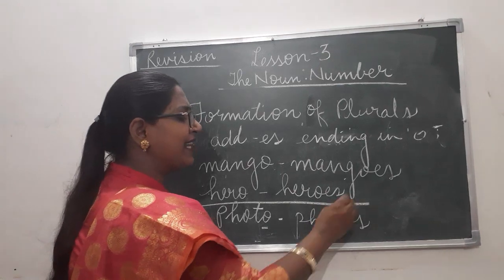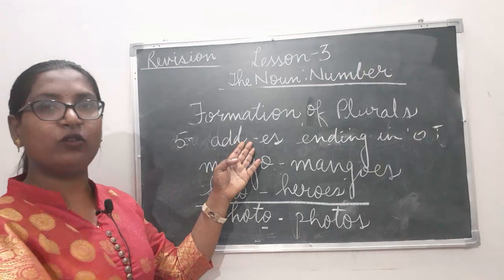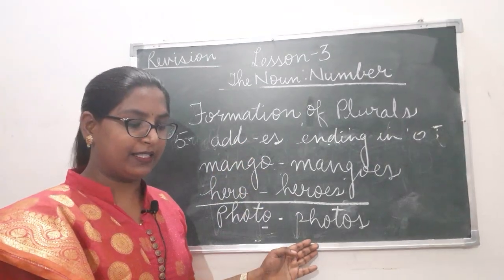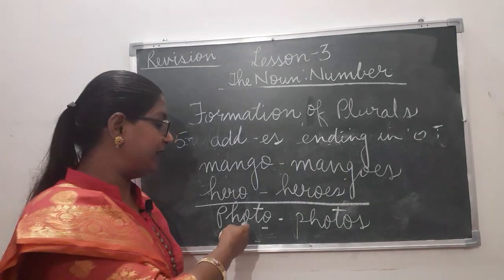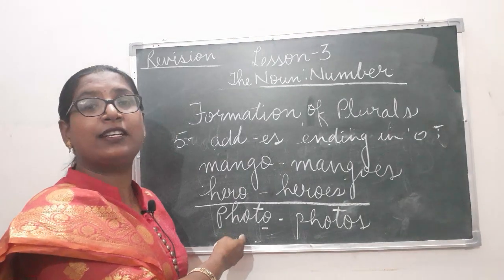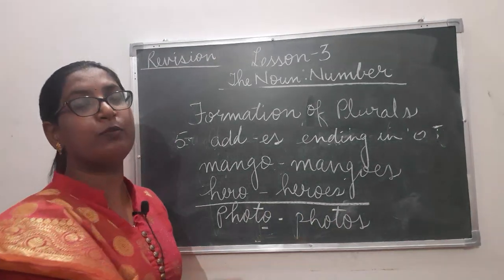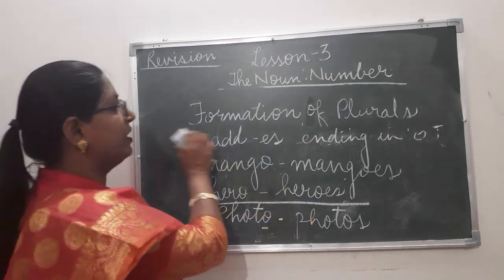Photos, we just add s with it. We do not follow this rule which is given here. So these kind of words we should memorize. One more example we can see, piano. Piano is ending in o, but we just add s with it to make it plural, pianos. Let us see the next rule now.